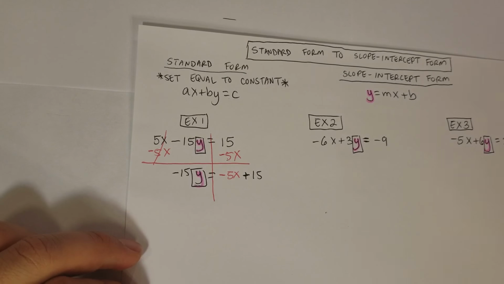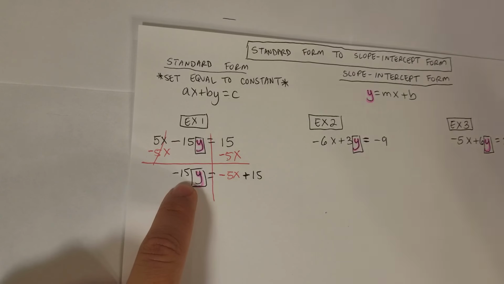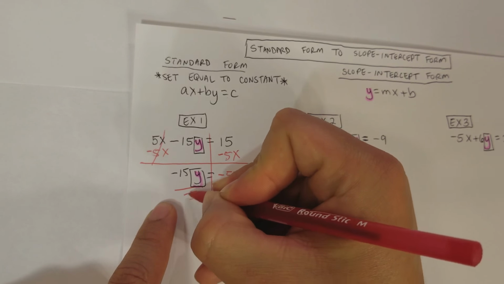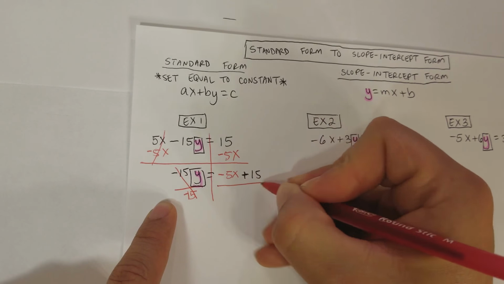Okay? All we have to do now is divide both sides by the number that's in front of the y, which is negative 15. So we're going to divide this side by negative 15 so it can cancel. And then we're going to divide this side by negative 15.